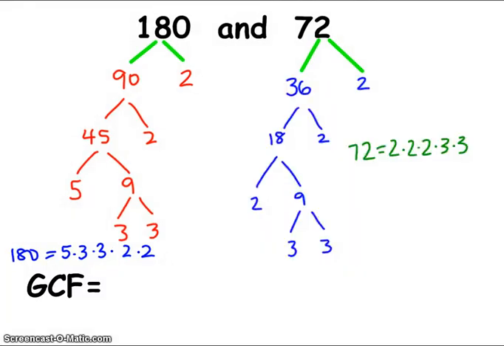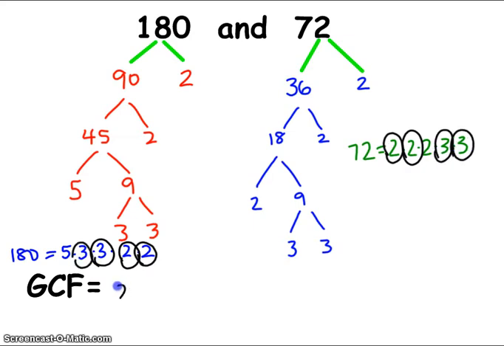All right, so now that we have our prime factorization for both 72 and 180, what we can do is circle what is shared. I see that 72 and 180 both have a 2 as a prime factor. They have another 2, and they have a 3, and they share another pair of 3's. So the GCF will be 2 times 2 times 3 times 3, which is 36.